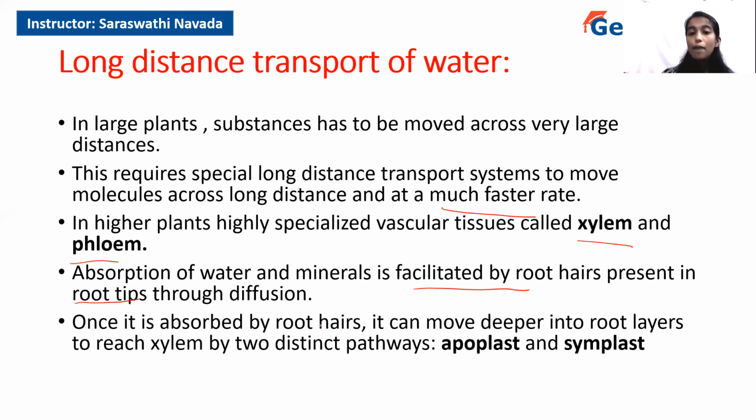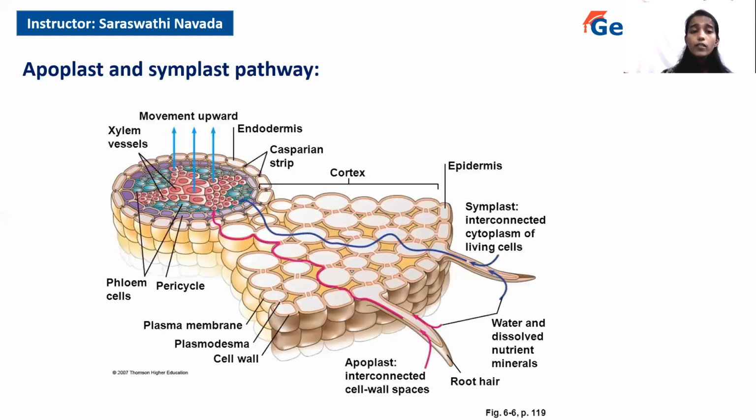And once it is absorbed by the root hairs, the water will be moving into the deeper parts of the root layer, such as the root cortex and then the vascular bundle of the root, by means of two distinct pathways called apoplast as well as symplast. So what is meant by apoplast and symplast? We'll see. This apoplast and symplast pathway is a very important concept here. Related to this, questions can be asked in the NEET examination.